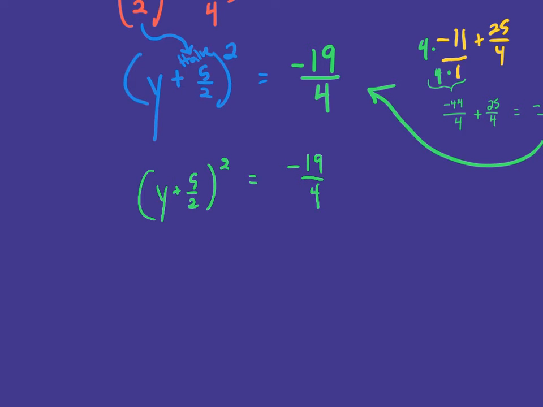And when you've got a parentheses squared on the left, some number on the right, you want to square root. And what that's going to do is it's going to get rid of the squared there. Don't forget your plus minus anytime you do this.